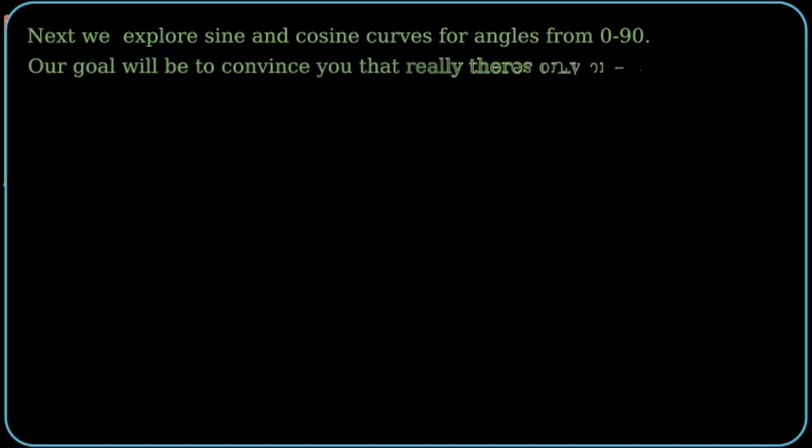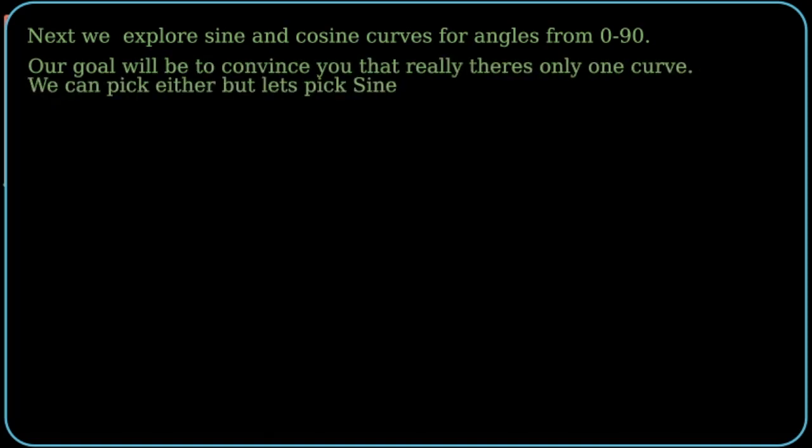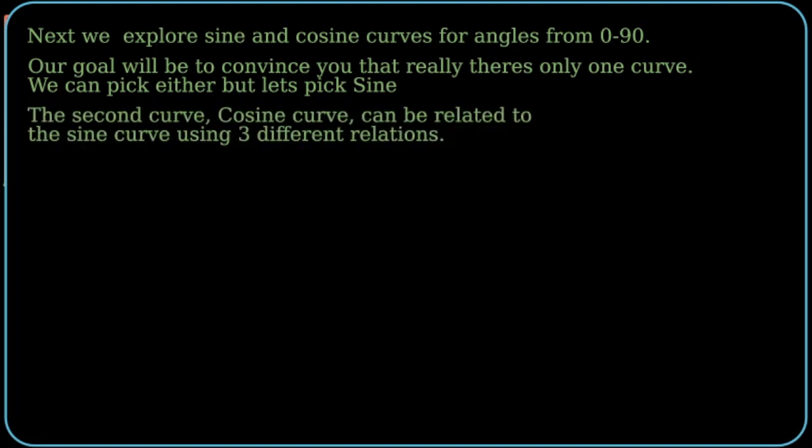Next, we explore sine and cosine curves for angles from 0 to 90 degrees. Our goal will be to convince you that really there's only one curve. We can pick either, but let's pick the sine curve. The second curve, the cosine curve, can be related to the sine curve using three different relations. We will begin with the most interesting one.